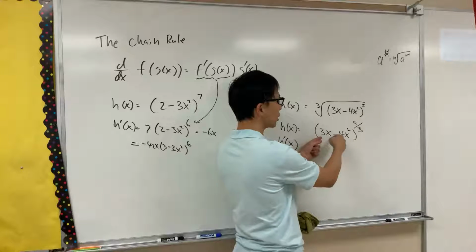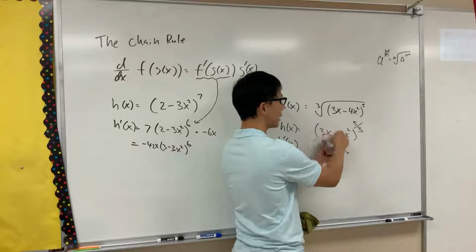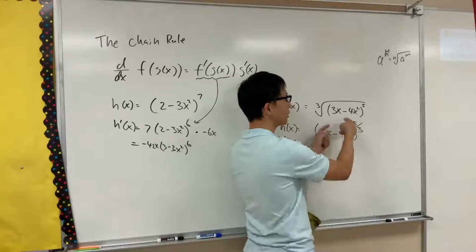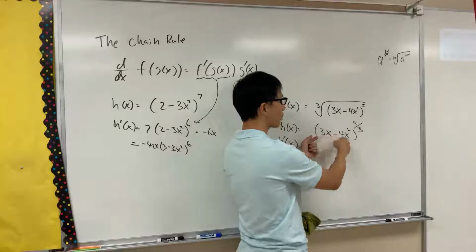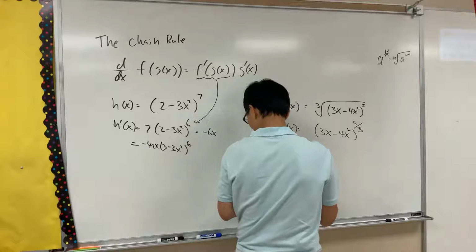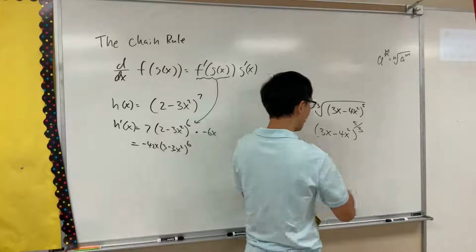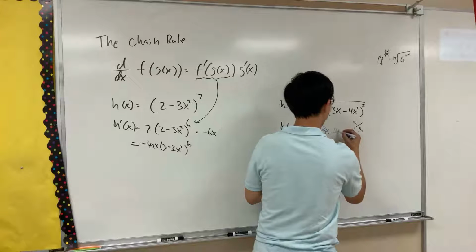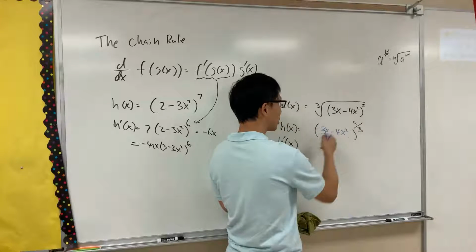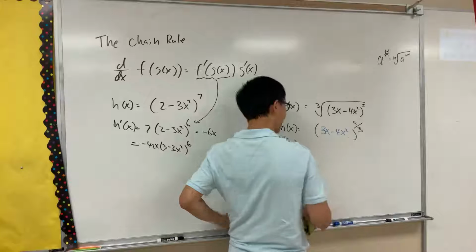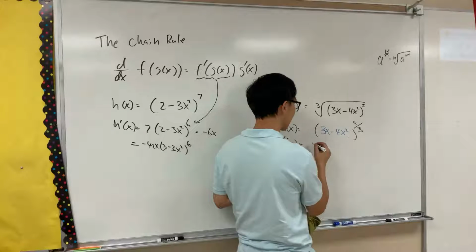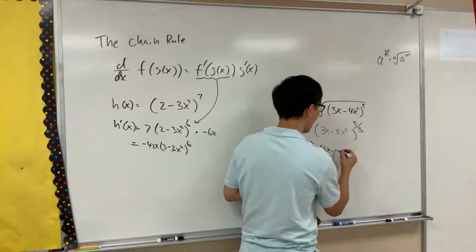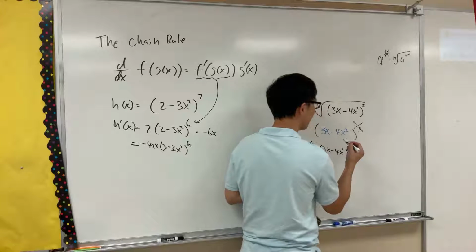What will be the outer function? This big thing is to the 5th over 3 power, right? Just imagine that this is a big x, and I'm going to assume that this is 3x minus 4x squared. So I'm going to take a derivative of just the black part. Does that make sense? I'm trying to color code so you can understand. I don't usually color code.